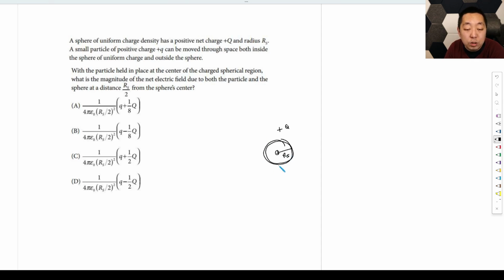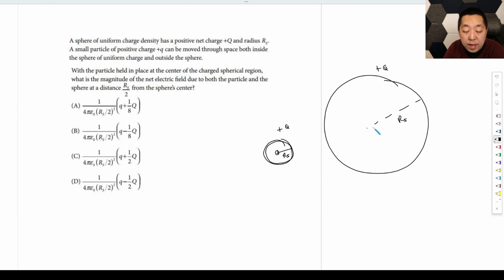Okay, so you have 2 charged particles, and let's make this a little bit bigger here. So we have a sphere here, right? It has a radius rs. It has a plus Q charge. And then we have a positive charge here that is positive q. And I want to know the electric field at this point, at rs over 2, right? We'll put it right here, the electric field at that point.